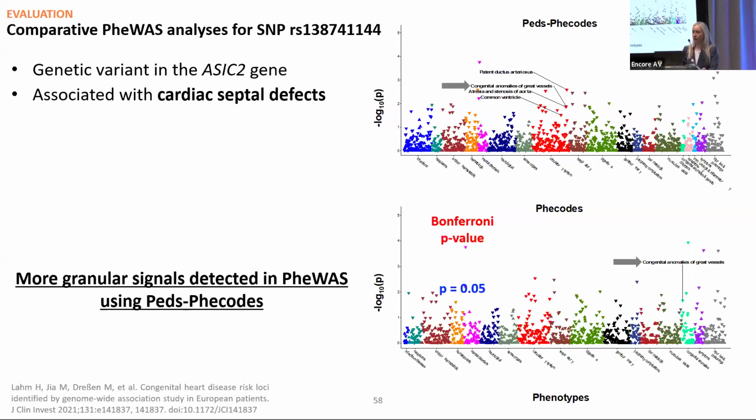And then here we have another example highlighting some of the advantages of the added granularity of the phenotypes that we added with the PEDS fee code set.